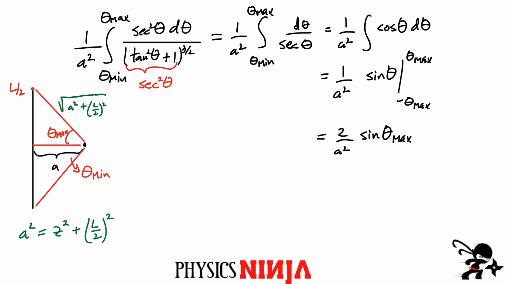Actually, if I wanted to know really what the field was, if you go back previously, the total field, I had a constant in the front. The constant in the front was mu 0, the current, the length divided by 2 pi. And then I had the entire result for this integral. So now we have to go back and substitute, get rid of a, and also get rid of this sine of theta max using our little triangles over here.